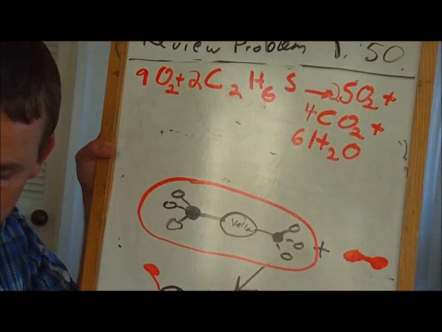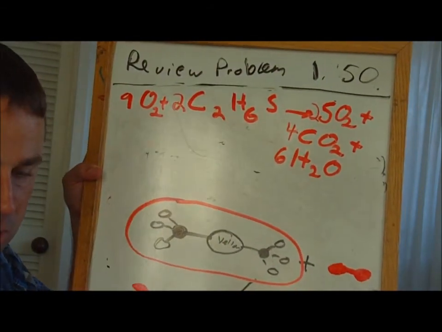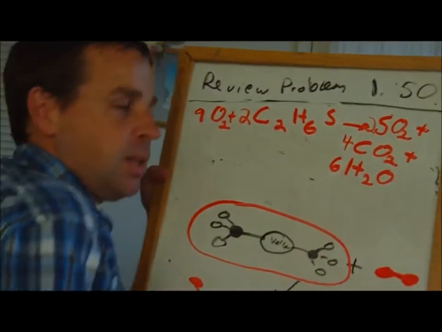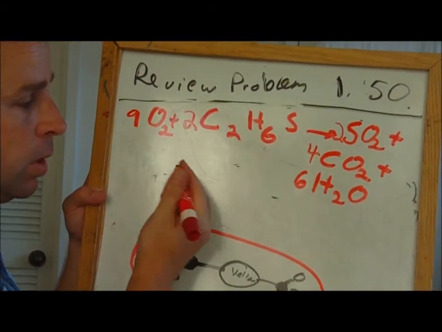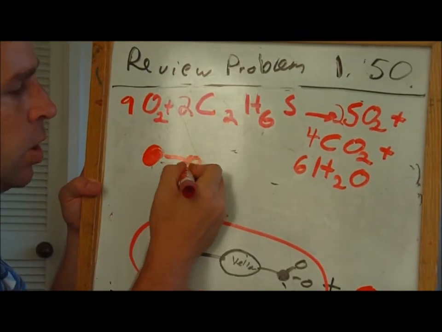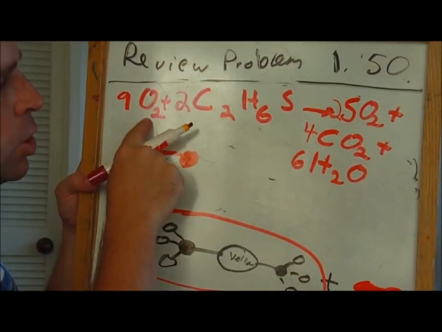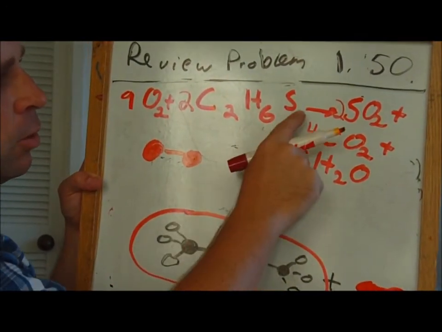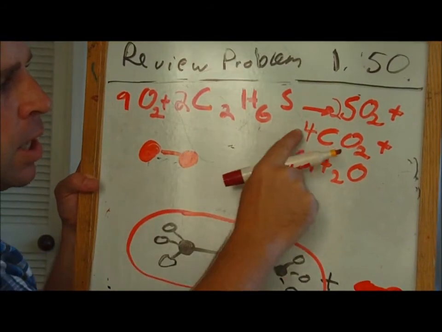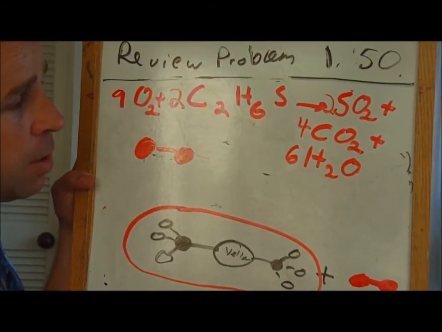So the question says write the balanced chemical equation. That's what we have here using the chemical formula. So we've done it. And we see that 9 oxygen molecules. Oxygen molecule again is this, 2 oxygen atoms together. That's how oxygen hangs out in the atmosphere. 9 oxygen molecules plus 2 dimethyl sulfides yields 2 sulfur dioxides, 4 carbon dioxides, and 6 water molecules. All right, so that was number 150.